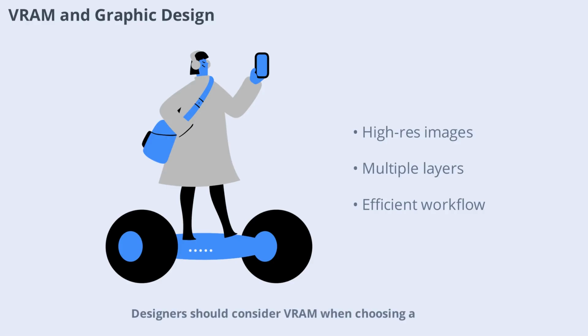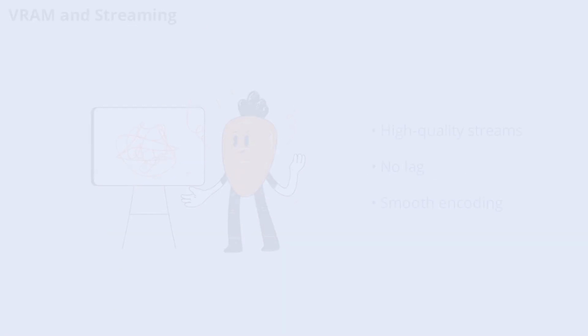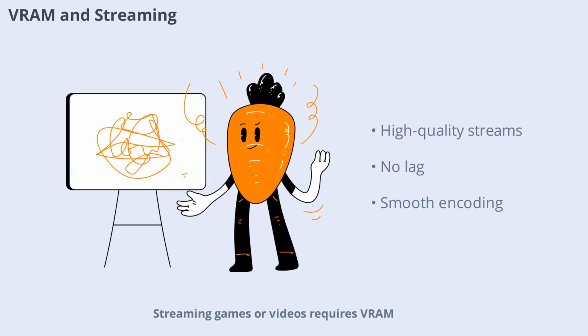Designers should consider VRAM when choosing a graphics card to ensure their workflow remains efficient. Streaming games or videos requires VRAM to handle real-time encoding and rendering. With enough VRAM, you can stream at higher quality without lag or dropped frames. This is important for content creators who want to deliver smooth and professional streams to their audience.